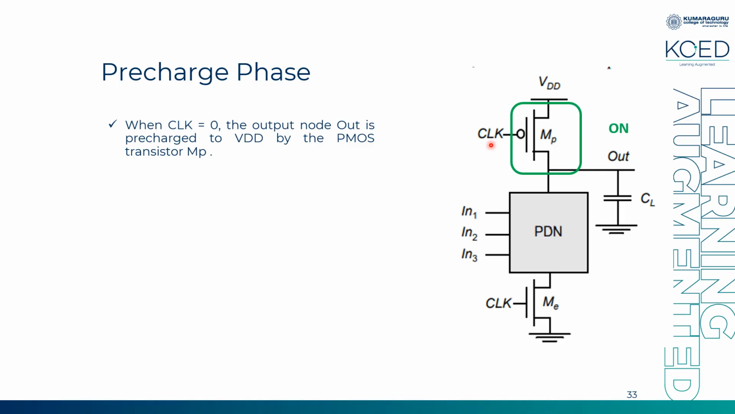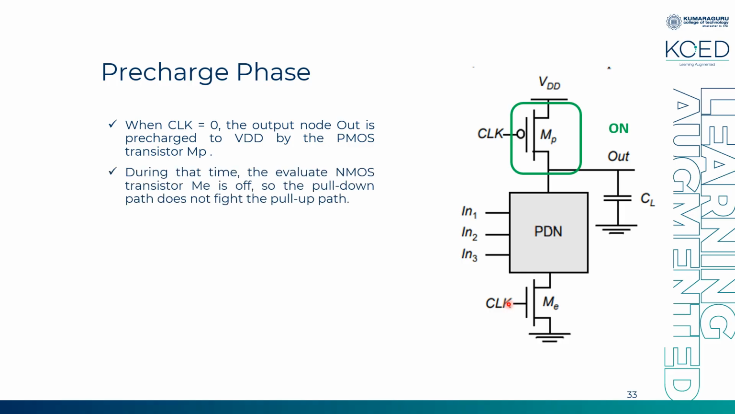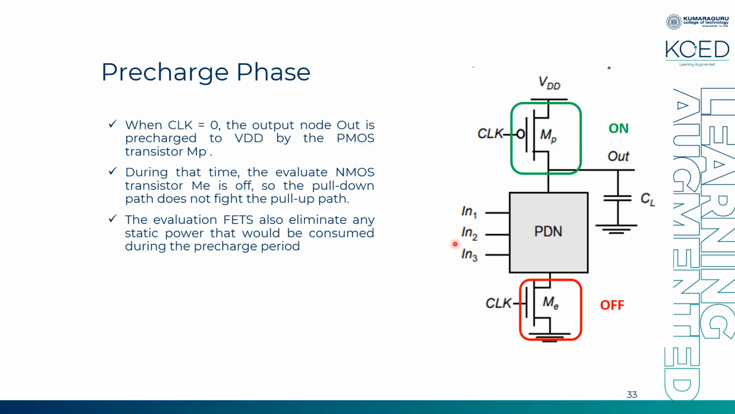So this is an on condition. If my clock is 0, the same clock is given here. So what will happen? This clock makes the NMOS off. So this will be in off condition. Now you can understand there is no path from VDD to ground. So the evaluation switch also eliminates any static power during the pre-charge period. The reason is that you will be forcing the inputs here only during the evaluation phase. Even after that, if this is off, you cannot have any path from VDD to ground.